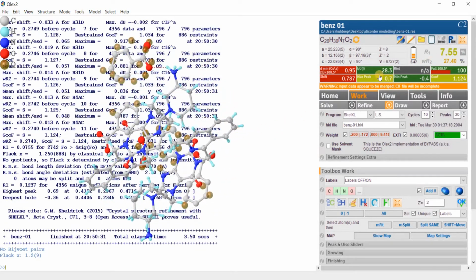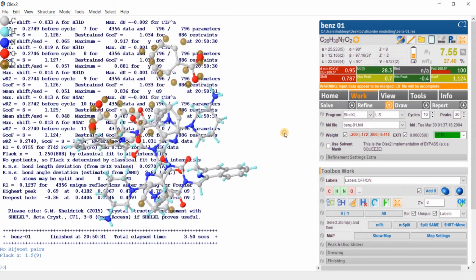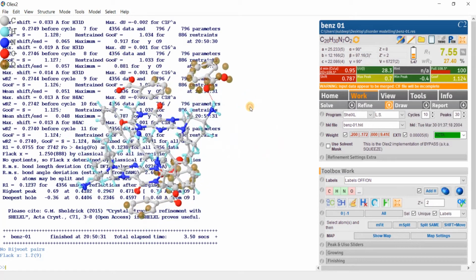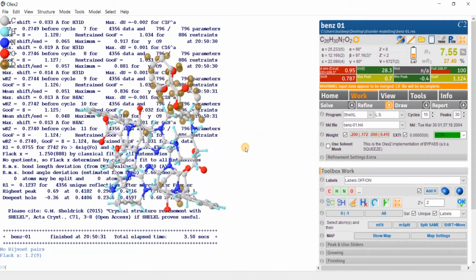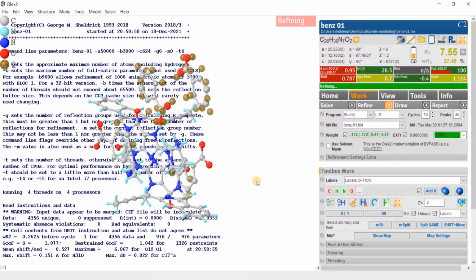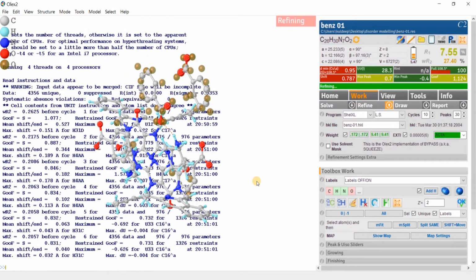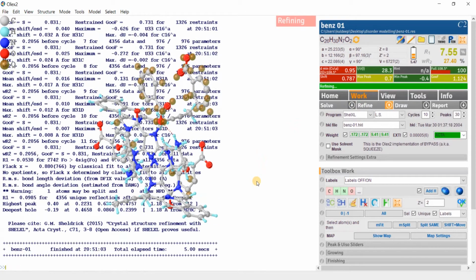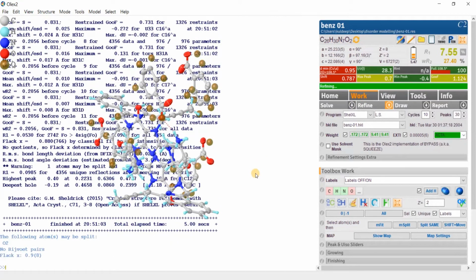Now the maximum Q peaks is only around 0.7 electron. So we have modeled all the electron density in the lattice. Now next step is anisotropic refinement, type ANIS and refine. So R factor is further down to 5.30.